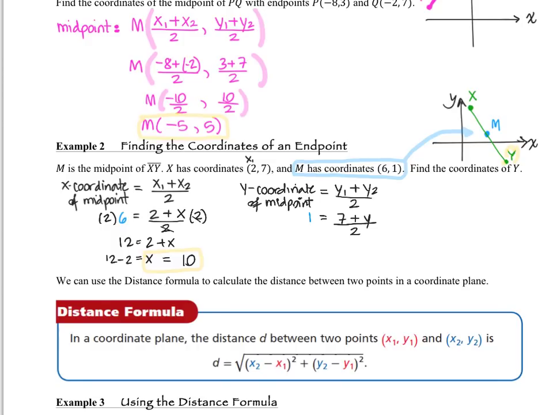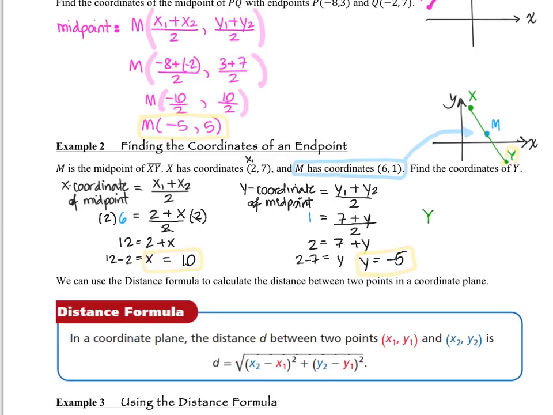So we've set it up as the average once again. Again, we're going to multiply both sides by 2 so that we can solve for y, and we find that y is equal to -5. Okay, we have found both the x and the y coordinate, and now we just need to put it into a coordinate pair for point y.